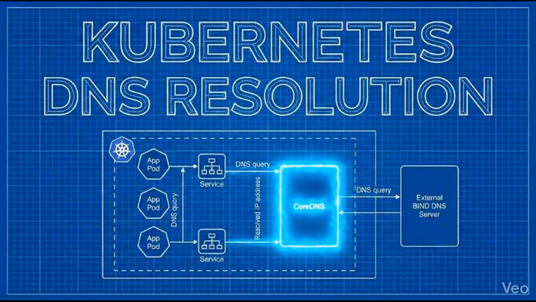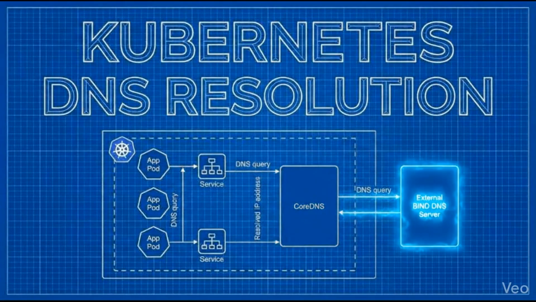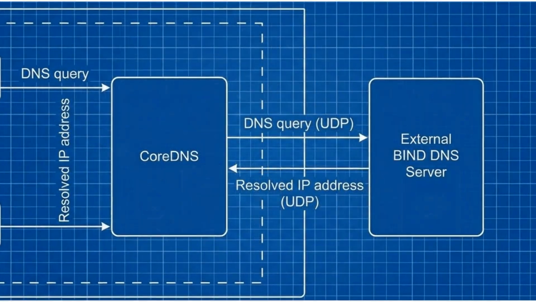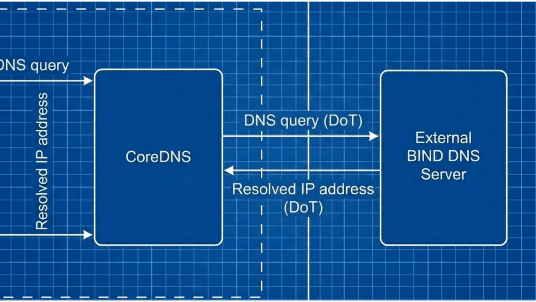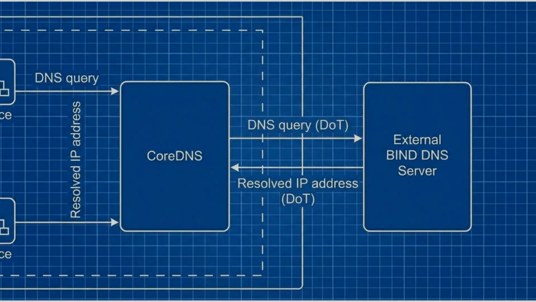In this video, we are doing a performance test on DNS resolution on clients deployed on Kubernetes. We will compare CoreDNS connected with a bind server to resolve zone records using UDP versus DNS over TLS.